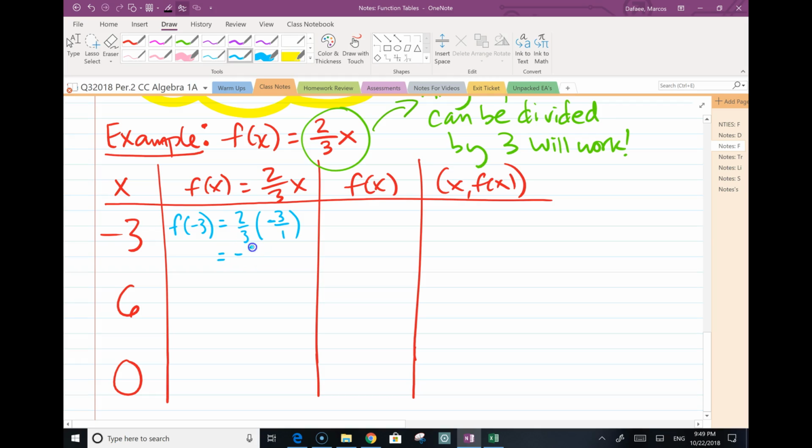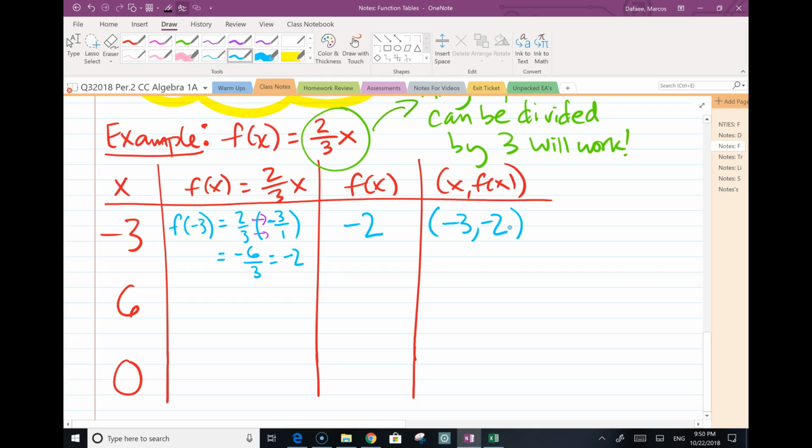This would be -6 over +3. And again, you're just multiplying side to side here. And then -6 divided by 3 would be -2. So my first output is a -2. That's my f of x. And then my first ordered pair is -3 and -2.